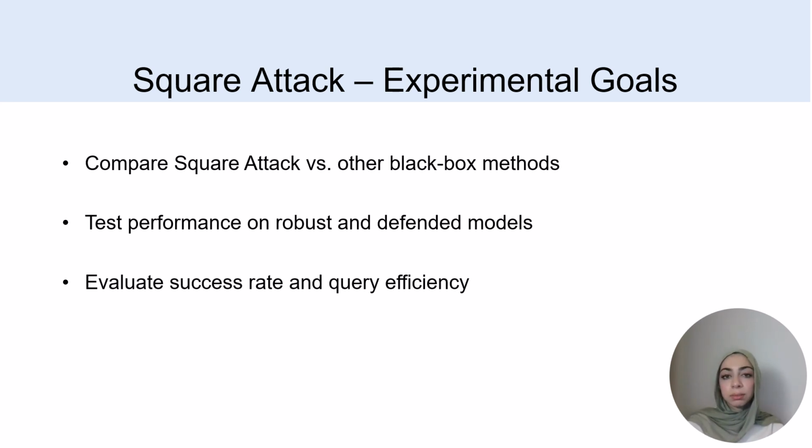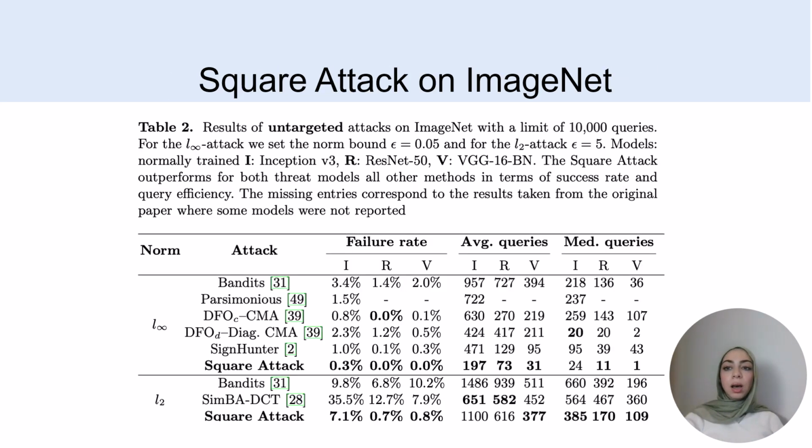In this test, the author tested square attack on large-scale ImageNet models. They used 1,000 images and allowed each attack up to 10,000 queries. Table 2 shows how well square attack did compared to other black box methods. For example, on ResNet 50, Bandits failed 1.4% of the time and needed around 727 queries on average. But for square attack, it had 0 failures and needed only 73 queries on average.